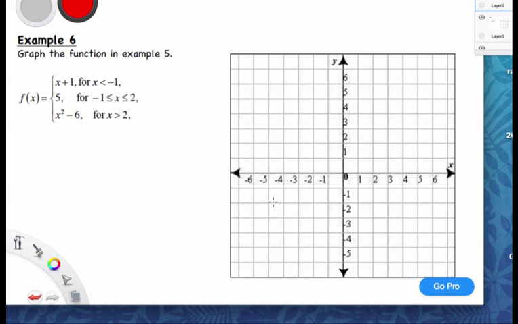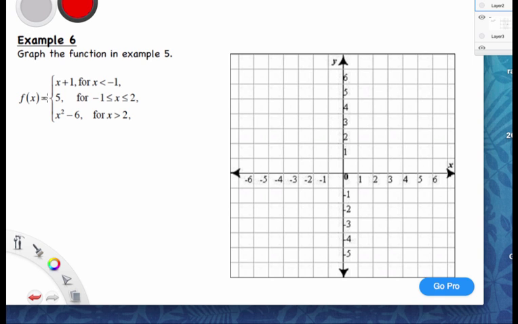For example 6, we are going to graph a piecewise function. A piecewise function consists of more than one equation that is graphed on the same coordinate plane, or same piece of graph paper. So my function actually contains three separate equations. One is y equals x plus 1, y equals 5, and y equals x squared minus 6.